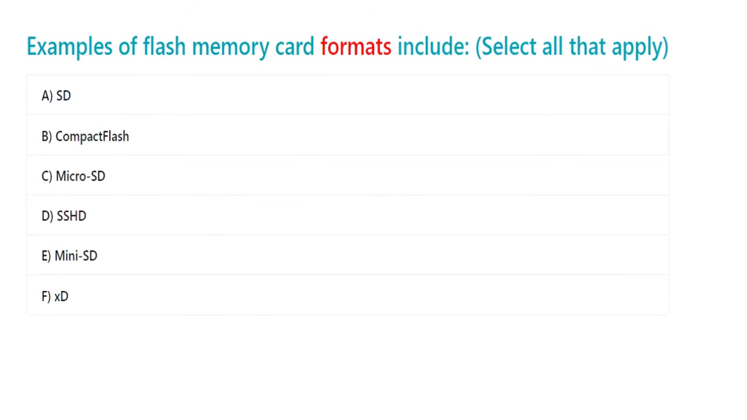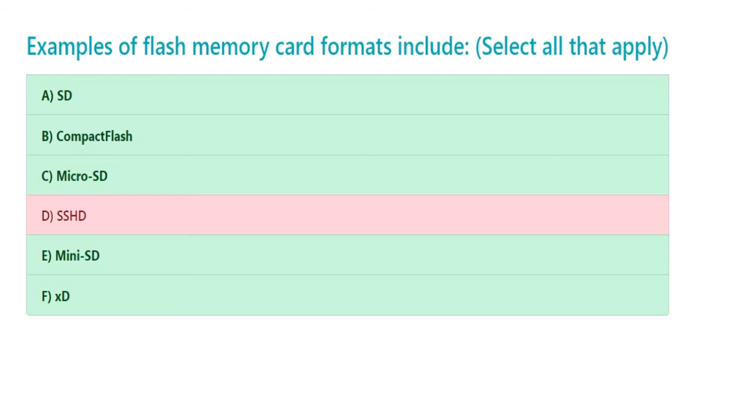Examples of flash memory card formats include, select all that apply. A. SD. B. Compact flash. C. Micro SD. D. SSHD. E. Mini SD. F. XD. The correct answers are A. SD. B. Compact flash. C. Micro SD. E. Mini SD. F. XD.